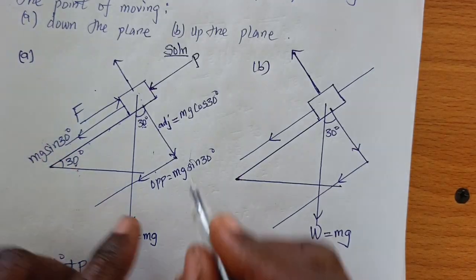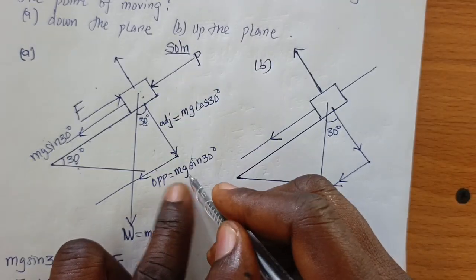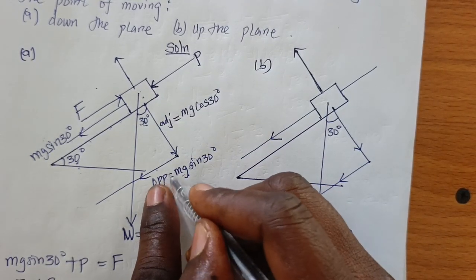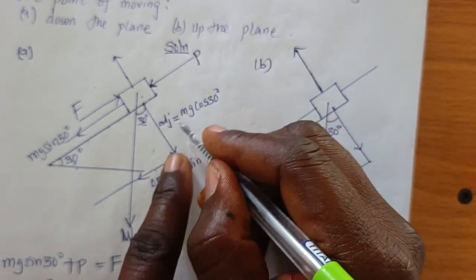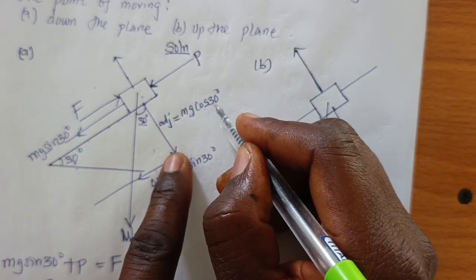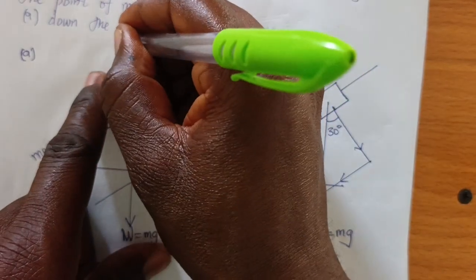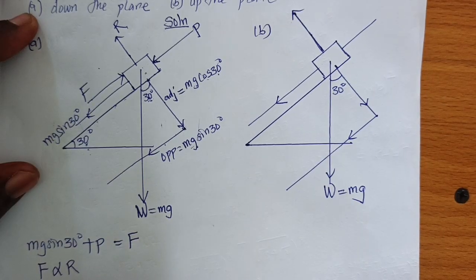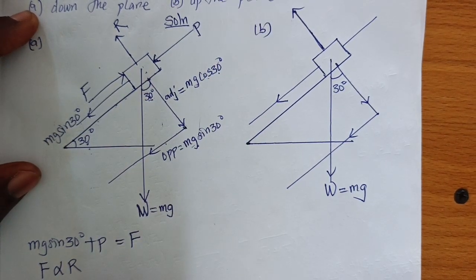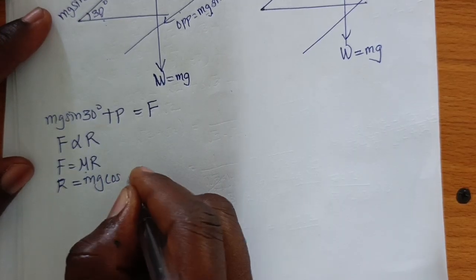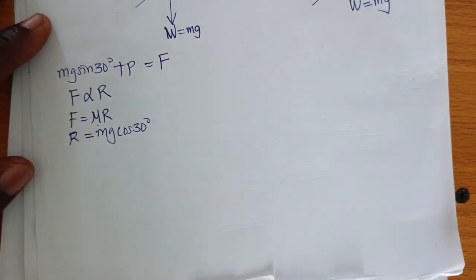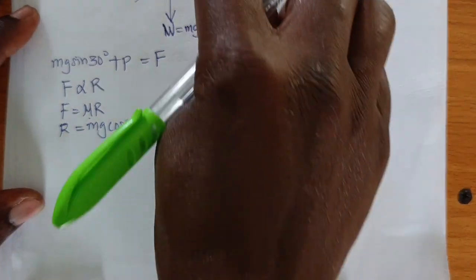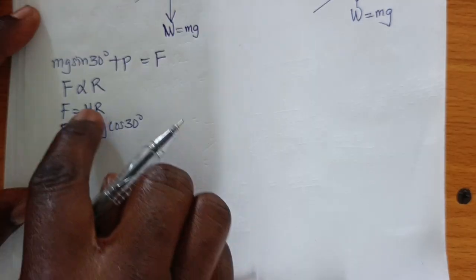So the weight of the body, using the component perpendicular to the plane, which is mg cos θ, equals the reaction. That is Newton's third law of motion. So R equals mg cos 30 degrees. In place of R here, we are using mg cos 30 degrees.